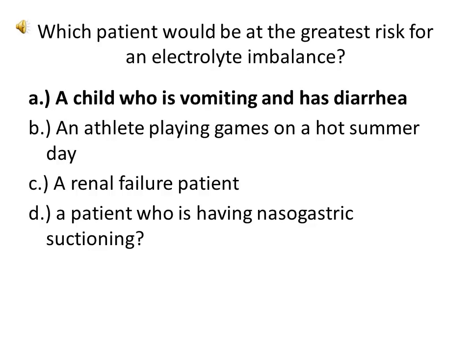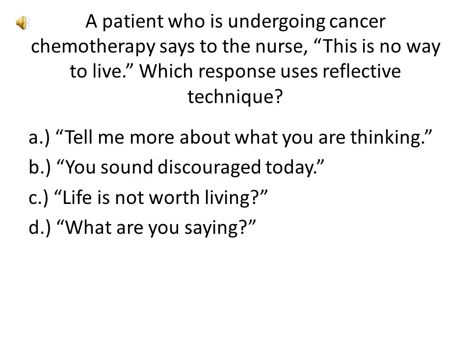The correct answer is a child who is vomiting and has diarrhea. The rationale is that it's an at-risk category, the child. An athlete is at risk, a renal failure patient is at risk, and a patient who is having nasogastric suctioning is at risk. But the greatest risk is your risk category group, the child. The child is at risk because vomiting takes acid out of your gut and diarrhea takes base out of your butt. In Anne's words, acid from the gut, base from your butt. Those words will come in handy.